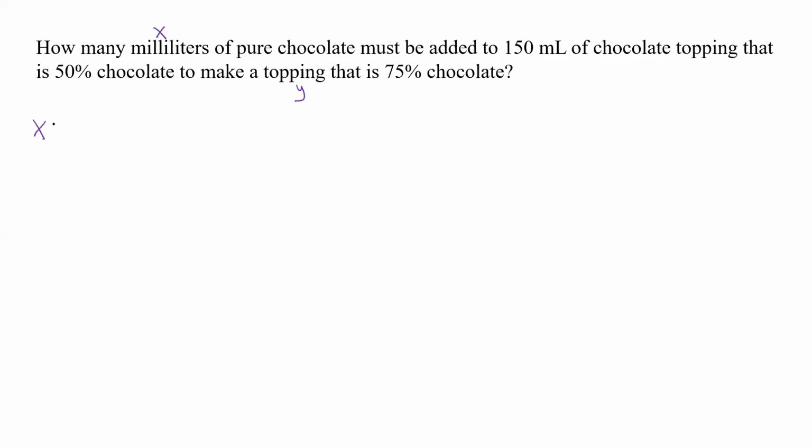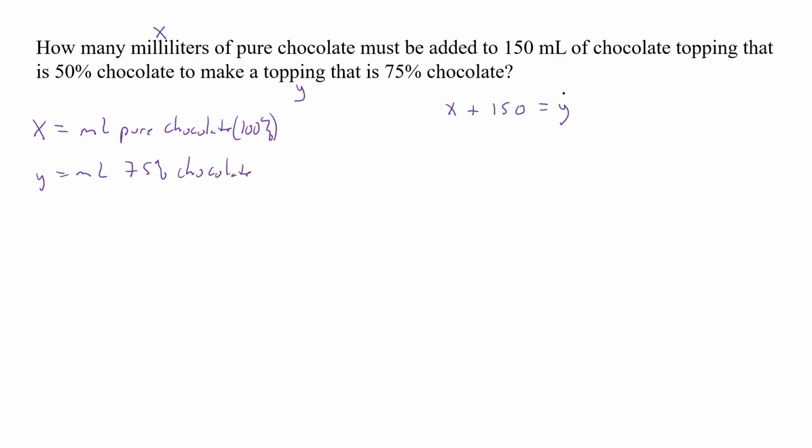So X equals milliliters of pure chocolate. That's 100%. Okay. Y equals milliliters of 75% chocolate. Okay. So what do we know? Well, we usually add the first two items and we get our last one. So if we take X plus 150, that should equal Y.